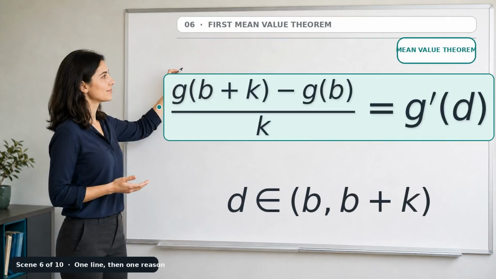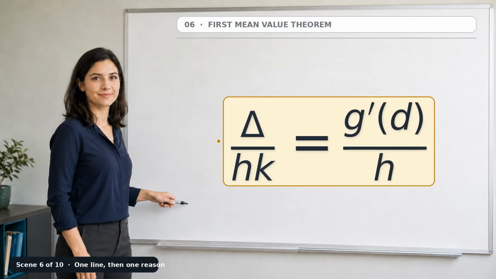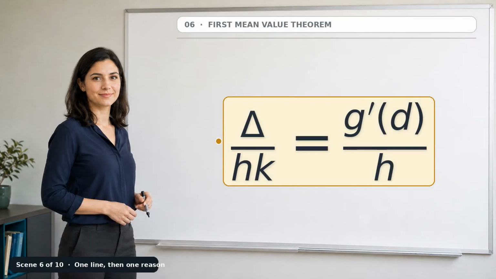Therefore, the mean value theorem gives a point d between b and b plus k, where the quotient equals g prime of d. So delta divided by h times k equals g prime of d divided by h. Pause here. The first mean value theorem has absorbed the entire y direction into the single intermediate coordinate d.